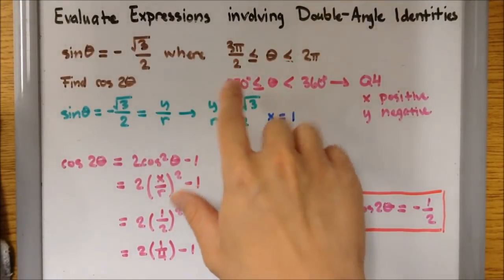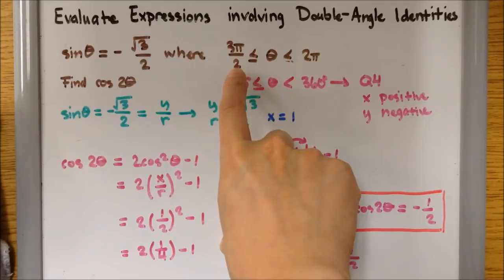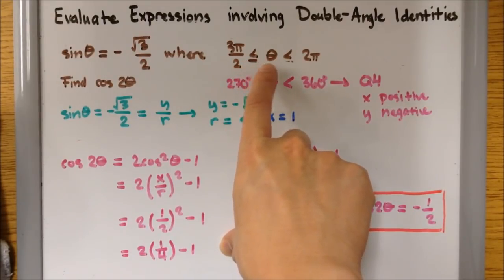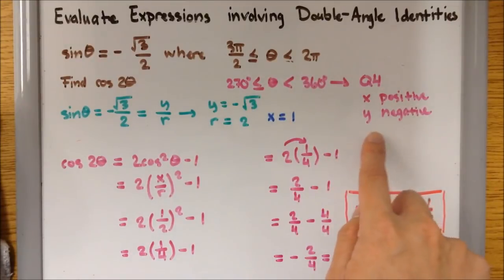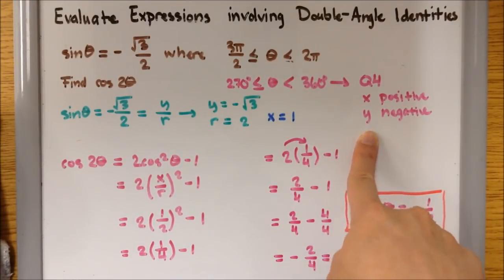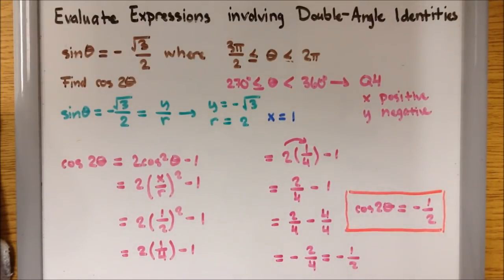So as I was saying, we need to use this secondary information, 3 pi over 2 less than or equal to theta less than 2 pi, meaning it's in quadrant 4, to determine our true value for x and y. So in this case, x has to be positive, y has to be negative. That will help to get the correct information so that we can get the correct answer.